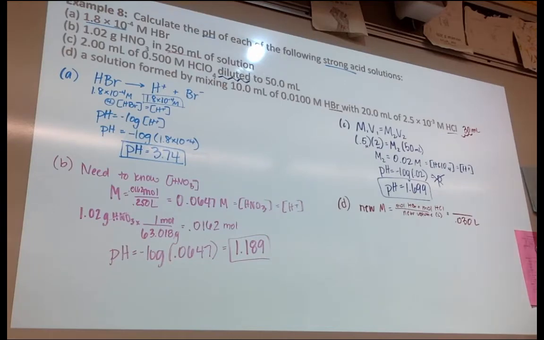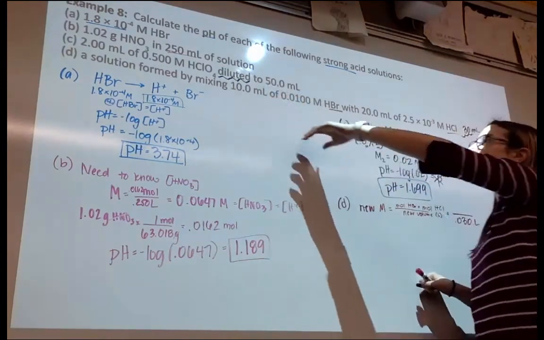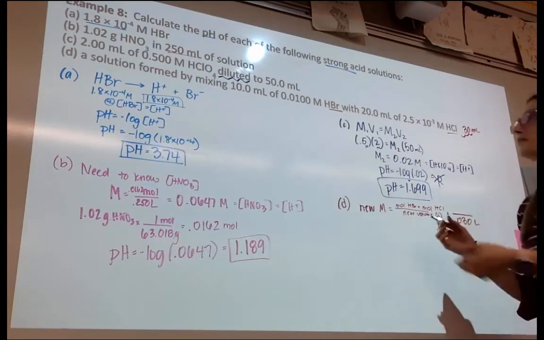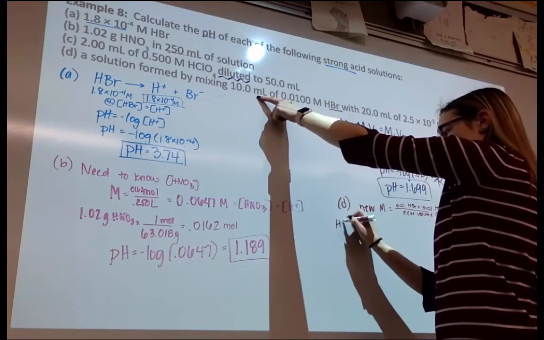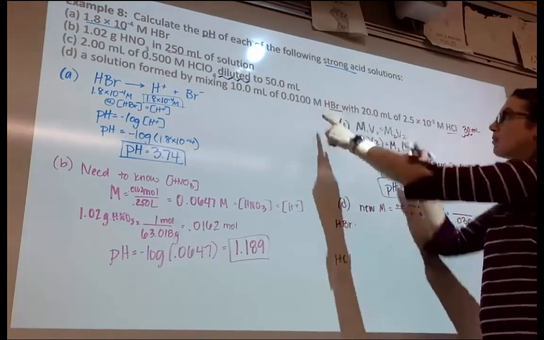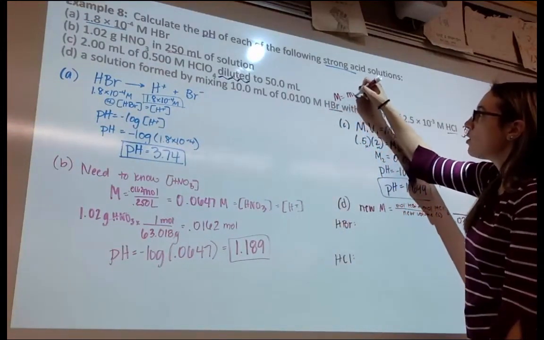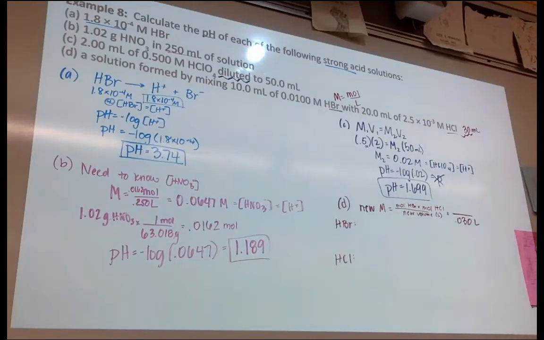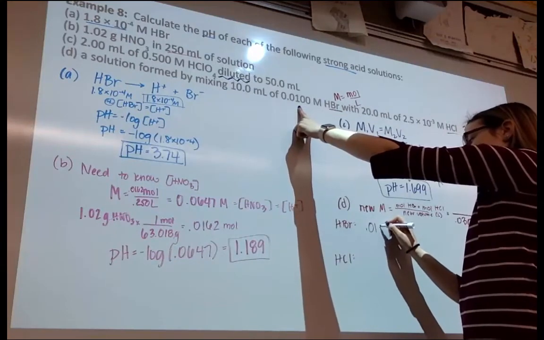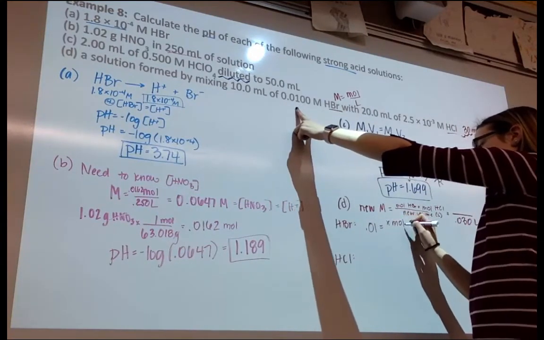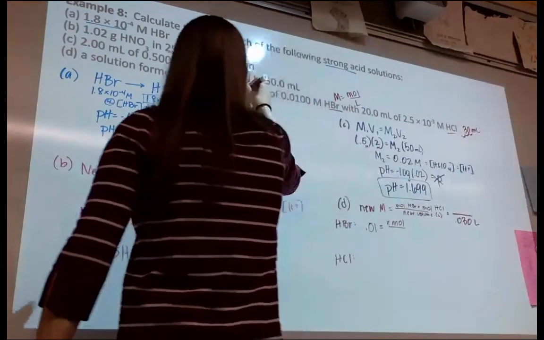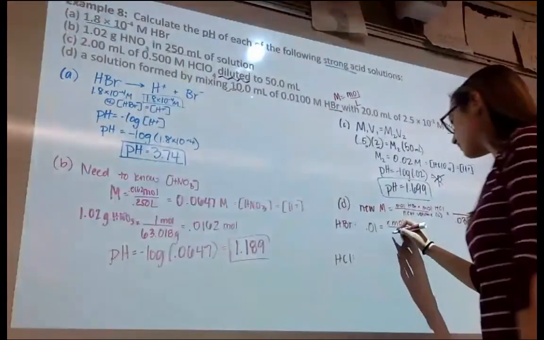Now, to get the moles, we just need to figure out how many moles are coming from HBr, how many moles are coming from HCl. So I'm going to use the molarity formula for both of these. So we'll do HBr and HCl. Remember, molarity is moles over liters. Please make sure that you're checking your units. So, molarity of HBr is 0.01. I'm trying to figure out how many moles of HBr do we have if we have 10 milliliters. That's 0.01 liters.